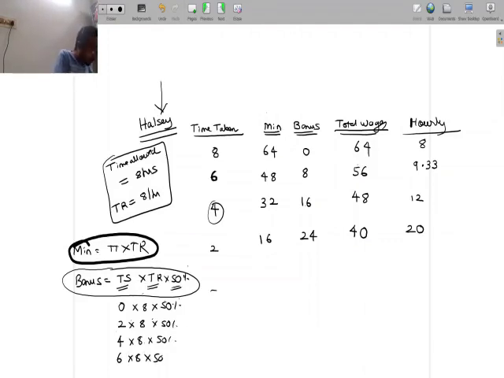So first component is minimum, second component is bonus. Add all of these things, you will get 64, 56, 48 and 40 respectively. So for different time taken, when the time allowed is 8, these are the total wages if the Halsey system is used. Hourly rate, obviously I divided 64 by 8, you will get all of these things.